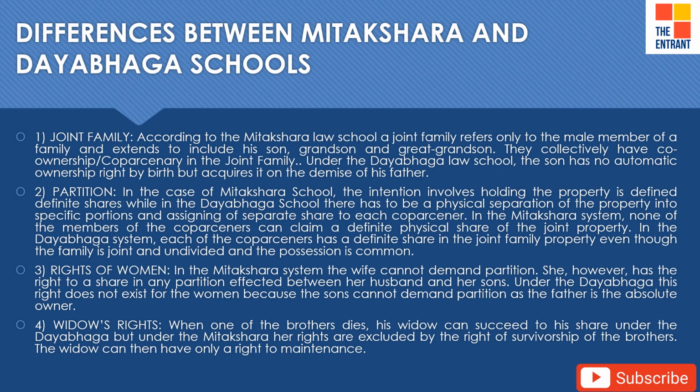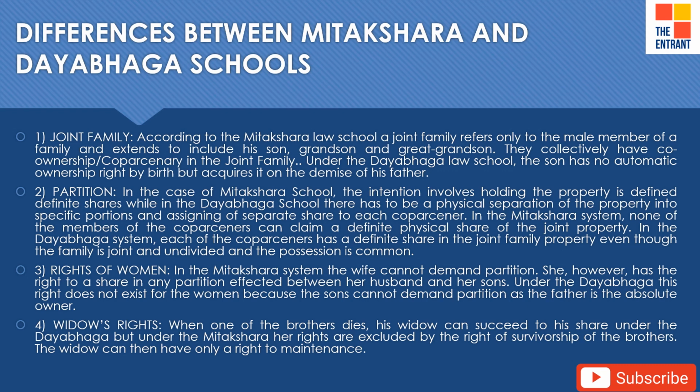The joint family. According to the Mitakshara school, a joint family refers only to the male members of a family and extends to include his son, grandson, and great-grandson. They collectively have co-ownership or co-parcenary in the joint family. Under the Dayabhaga school, the son has no automatic ownership by birth but acquires it on the demise of his father. Under the Mitakshara school of law, all the members of the joint family enjoy co-parcenary rights during the father's lifetime. Under the Dayabhaga school, when the father is alive, the sons do not have co-parcenary rights but acquire it on the death of the father.